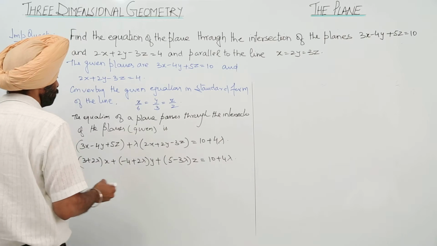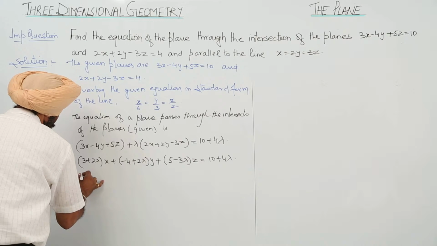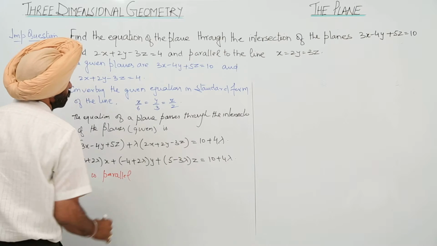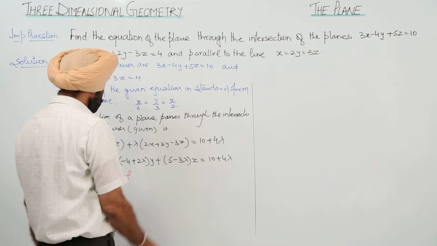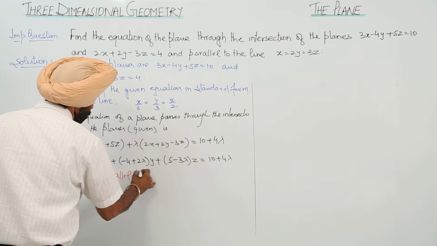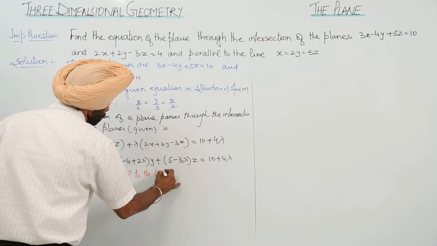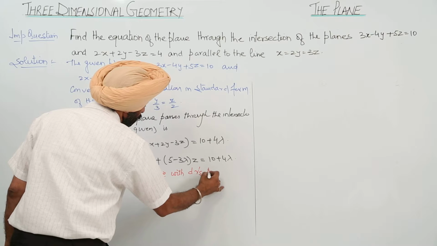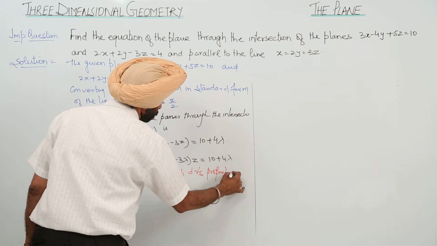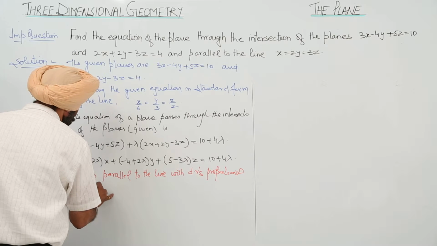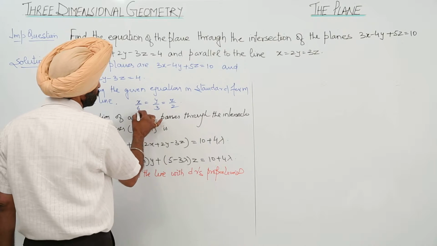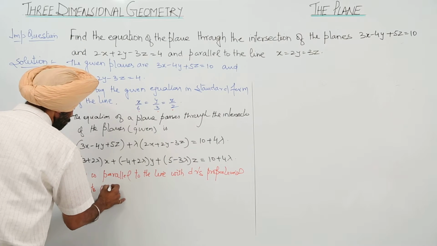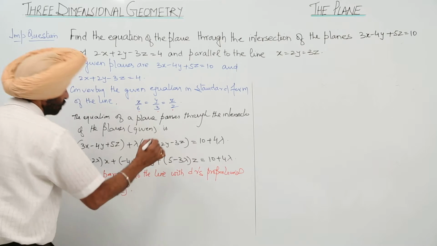Now, the plane is parallel. It is already given that this is parallel. So the plane is parallel to the line with direction ratios proportional to, from what we have got, 6, 3 and 2.